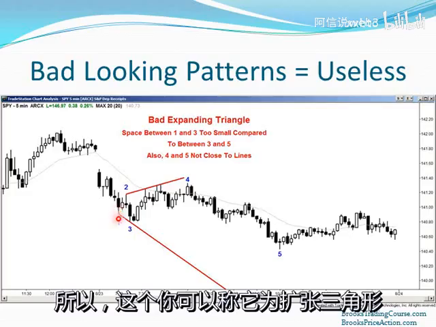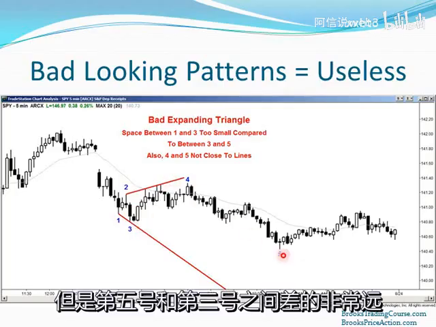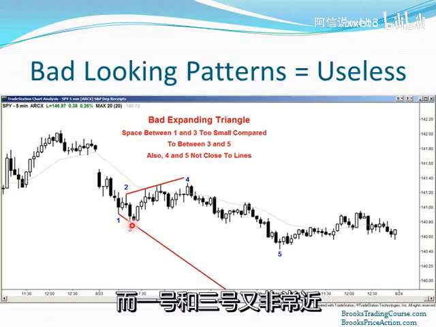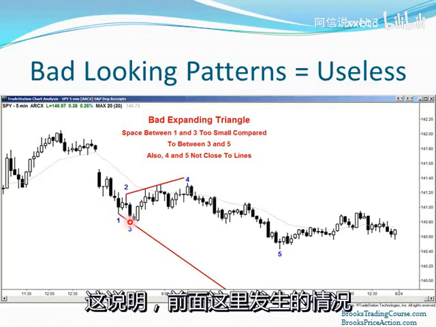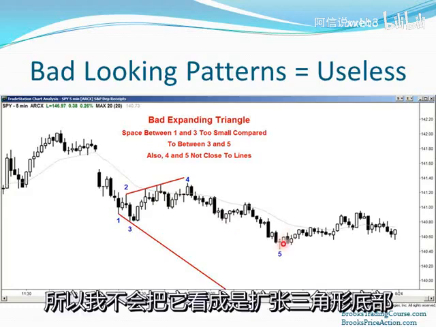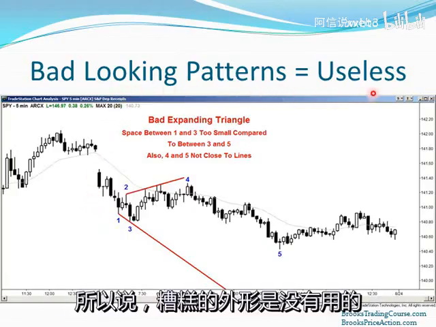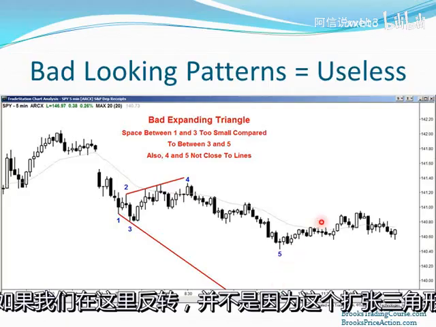So you can call this an expanding triangle. We have 5 pushes down, up, down, right? But the distance between 5 and 3 is great compared to the distance between 1 and 3, and that usually means that whatever was taking place here has very little influence on what's taking place here. So I would not look at this as an expanding triangle bottom. Okay, bad-looking patterns are useless. If we reverse up here, it's not because of this expanding triangle.